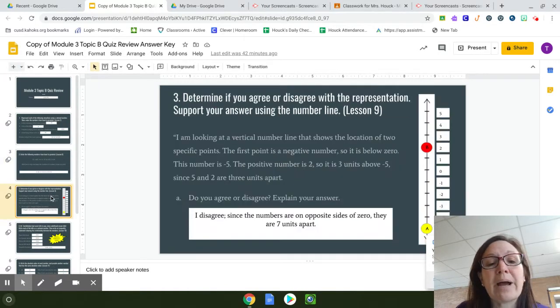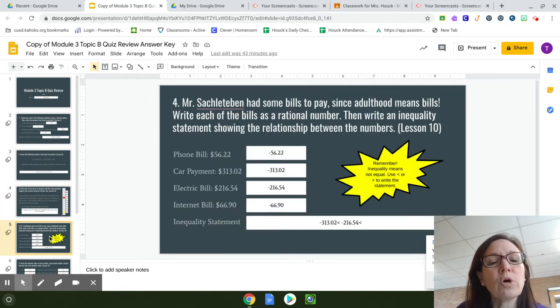The next problem I am not going to have you do. This will not be part of your quiz. So we'll go to the next one. Mr. Slocklaben had some bills to pay. Since adulthood means bills, write each of the bills as a rational number, then write an inequality statement showing the relationship between the numbers. You can notice, obviously, since these are all bills, I have negative integers listed in front of them. I had to write an inequality statement. If you notice, I started but didn't finish.